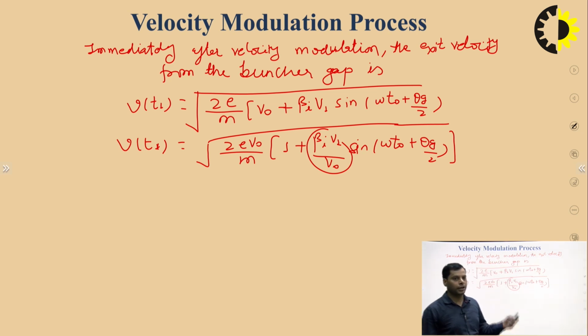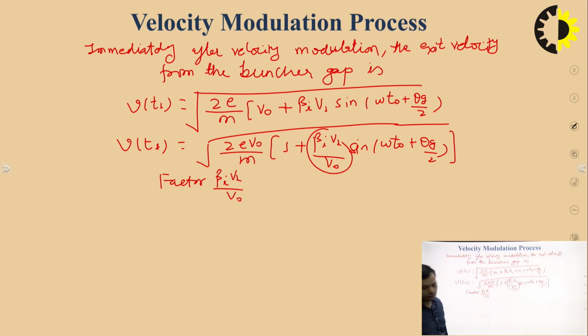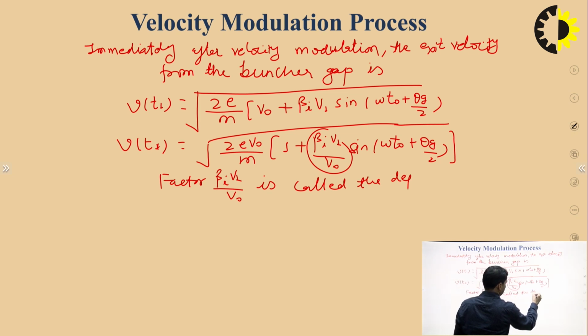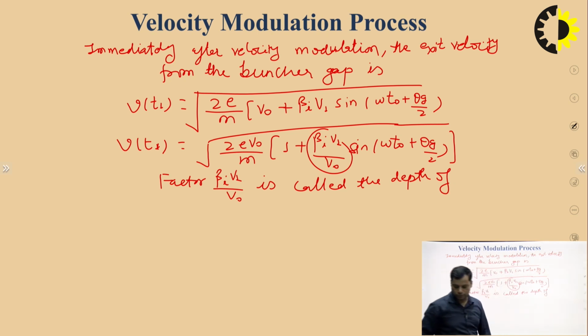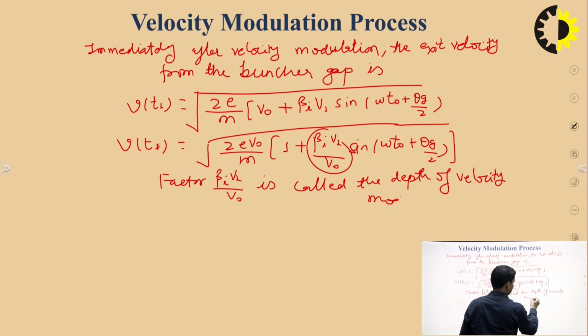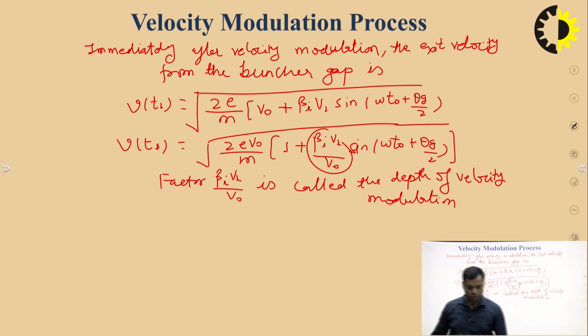In the same way, when we compare that equation with the equation for amplitude modulation, the factor beta I into V1 by V naught is called the depth of velocity modulation.